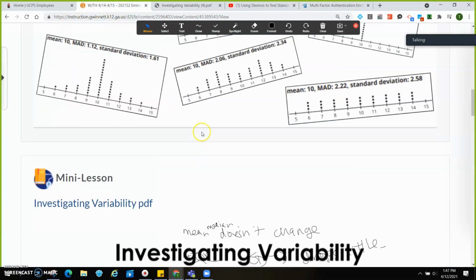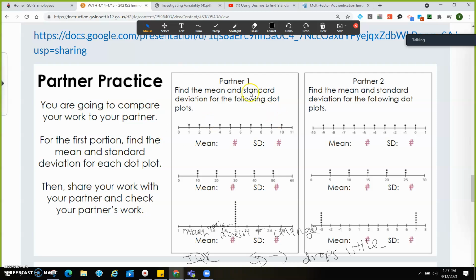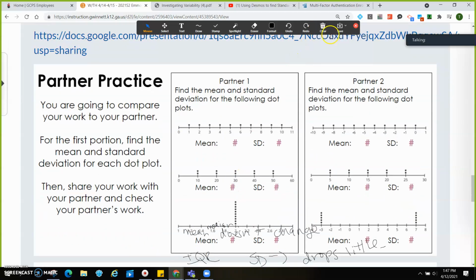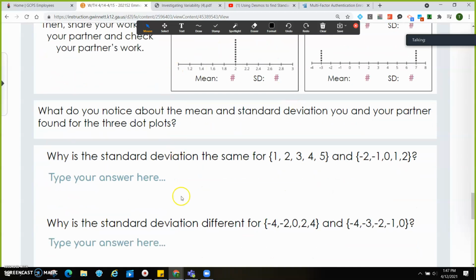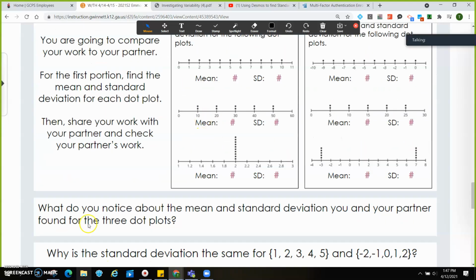So coming back over here, you've got partner practice. You can find the mean and the standard deviation for the following dot plots. Each one of these dots represents a number. So for instance, there's 1 dot, there's 2 dots. Those are going to be your individual numbers, just like what we did up here. So you're going to work with a partner on these and then answer these questions. Go ahead and take a moment, work on that.